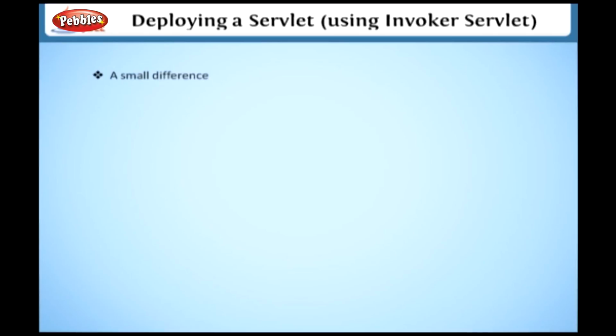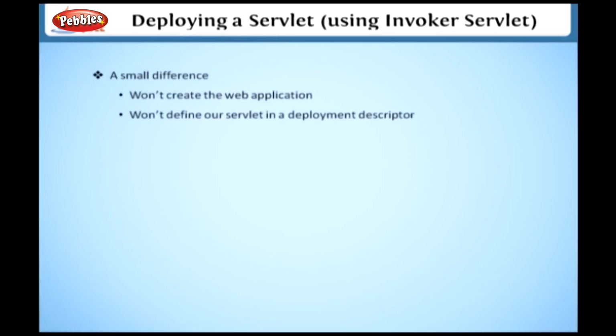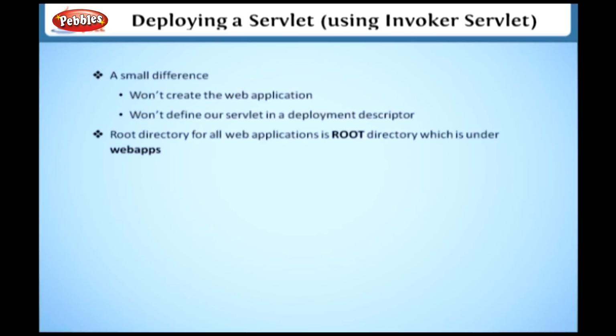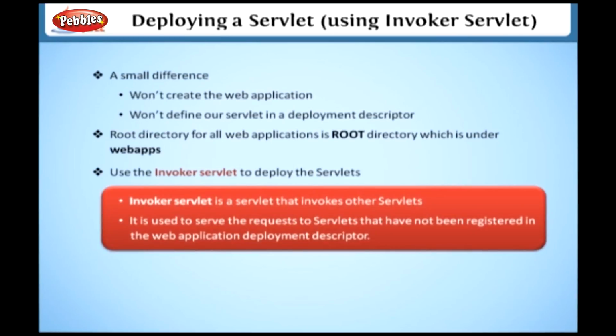There's only a small difference between this lesson and the preceding one. Here, we won't create the web application and won't define our servlet in a deployment descriptor. Hopefully, you are familiar with the subdirectories of the Tomcat directory, especially webapps. The root directory for all web applications is the ROOT directory, which is placed under the webapps directory. Here, we have to use the Invoker Servlet to deploy the servlets. Invoker Servlet is a servlet that invokes other servlets. In most web applications, the Invoker Servlet is used to serve requests to servlets that have not been registered in the web application deployment descriptor.